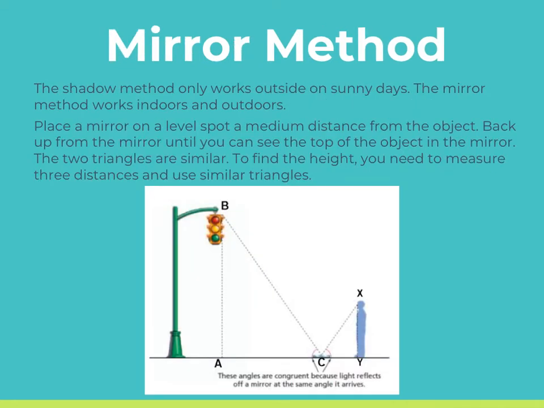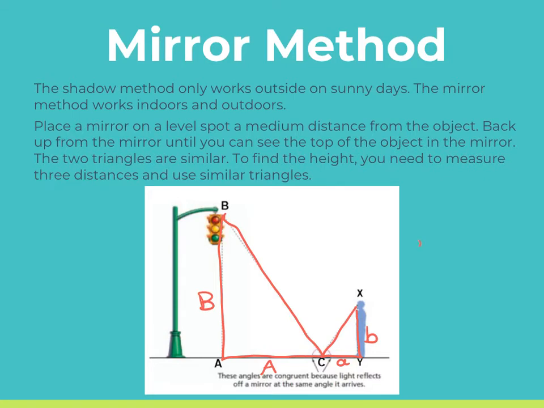The mirror method works inside or outside. So in this case, you end up with a triangle AB on this side and a triangle on that side where A and B kind of fold into each other. So the idea is you're setting your mirror on the ground. You're going to back up until you can see the top of whatever object in the mirror. Okay?